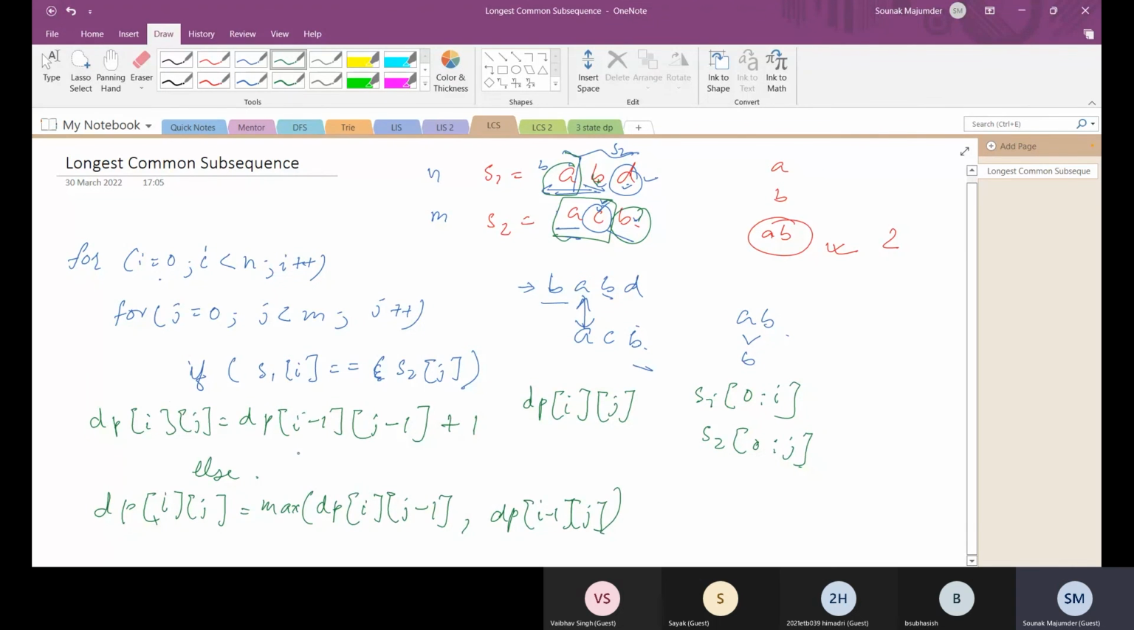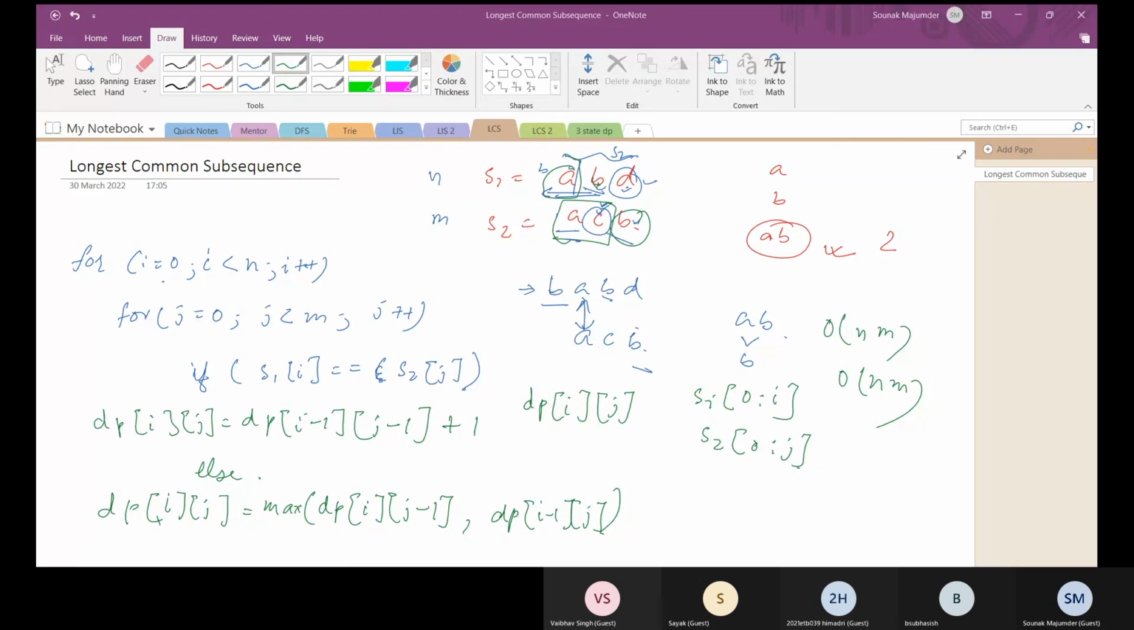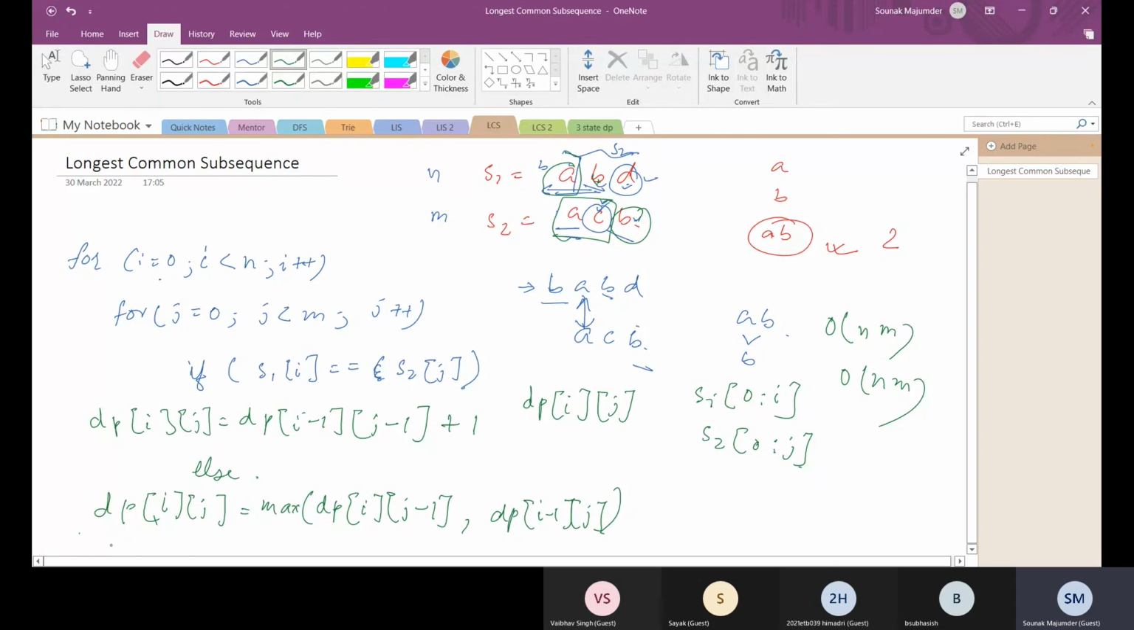Pretty straightforward question. The time complexity is O of n m, as there are two loops. The space complexity is also O of n m, for the two-state dp table itself. At the end we would return dp of n minus 1, m minus 1. Okay, got it? Any question on this topic? No, right?